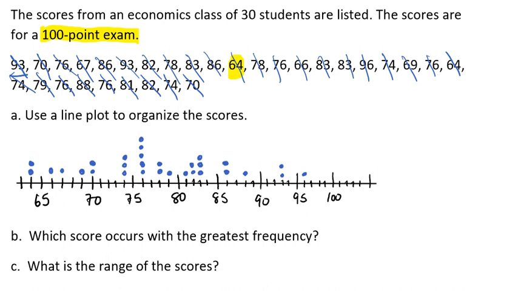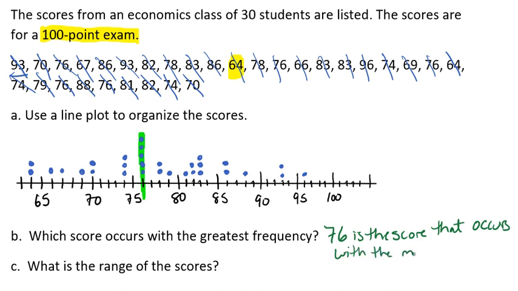Part B says, which scores occur with the greatest frequency? Here we want to know which number happens the most often. If we look, we can see that our tallest tower occurs right here at number 76. So 76 is the score that occurs with the most frequency. That means it happens the most often.